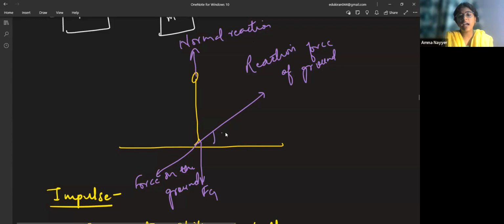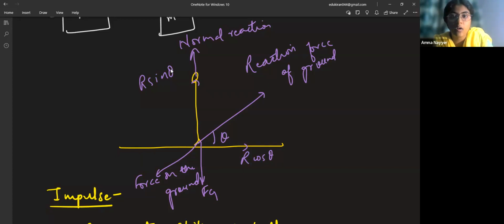You also have components like the reaction force on ground. Here you will get R cos theta. Here you will get R sin theta. So every force, R sin theta, R cos theta, each has a function to play. R cos theta helps the person to walk, to produce the forward propulsion of the body. And R sin theta actually helps in balancing of weight.